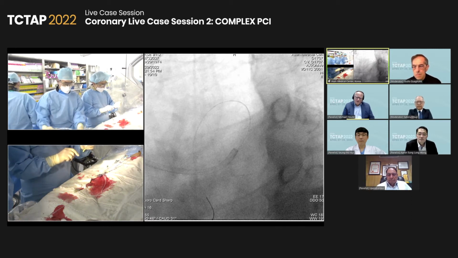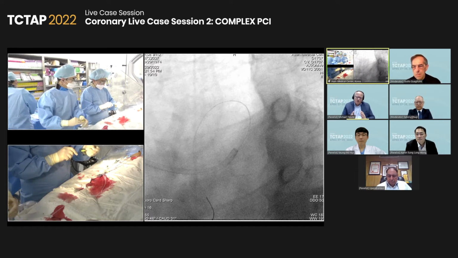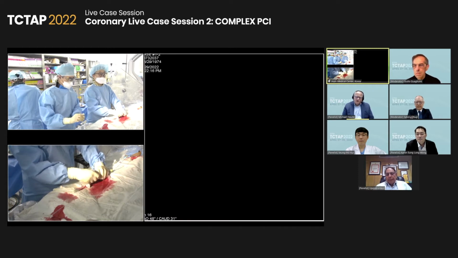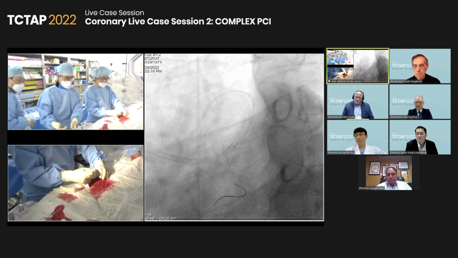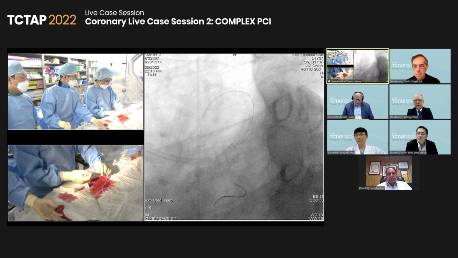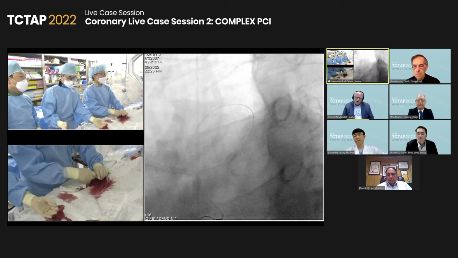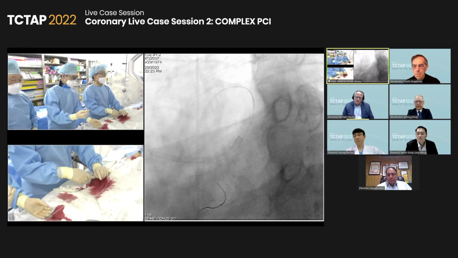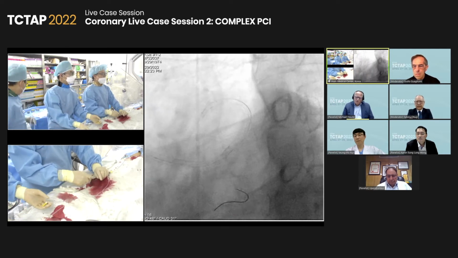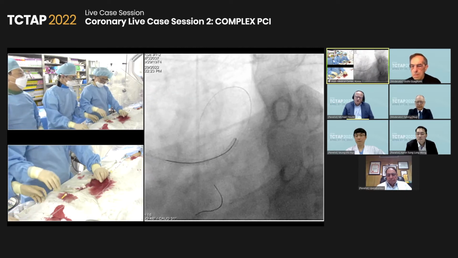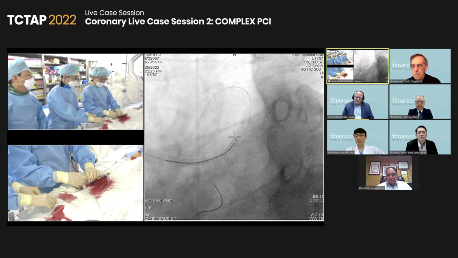The circumflex, if you carefully look at the circumflex, already there is some kind of change in flow in there. So we have to carefully watch the circumflex. It's not a large vessel, but we will not get rid of it. And we have to anticipate that in the future, the distal circumflex stenosis will become more significant, and we have to re-enter there in the future. So we need to keep the gate open there.